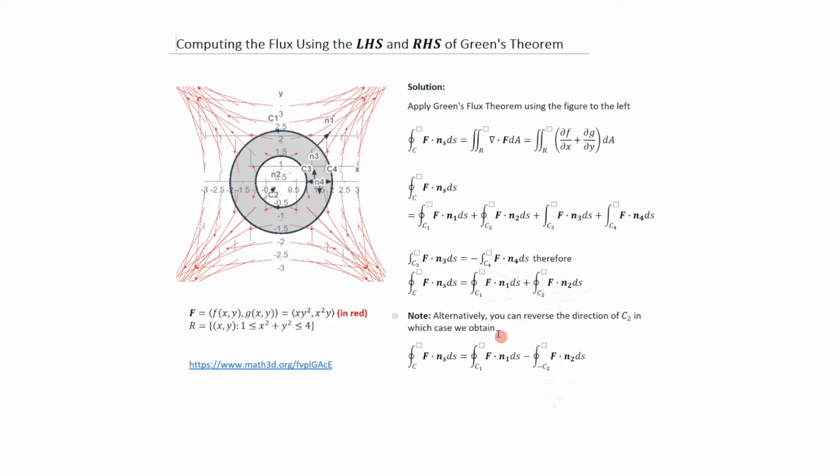Alternatively, if you wanted to, you could reverse the direction of C2. So instead of going in this direction, you could go in this direction for this particular interval. That would mean this becomes minus C2. But if you change the direction on the contour, then this sign has to change with it as well. So this would become minus F dot n2 ds. Even though you're keeping n2 in this direction, you'd have to invert the sign, so you put a minus here. So this is effectively the calculation that we're going to be performing.